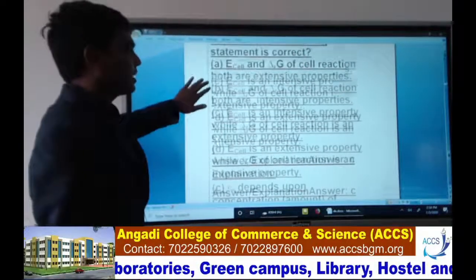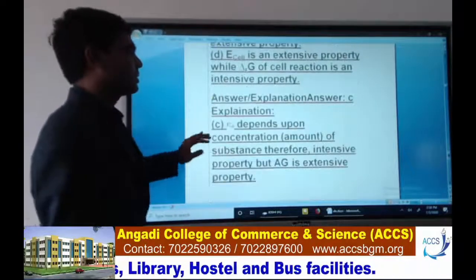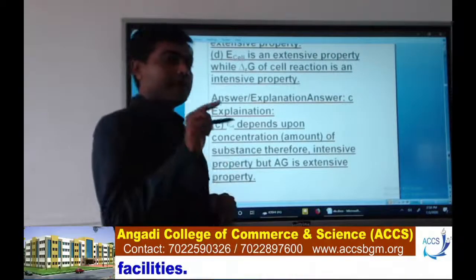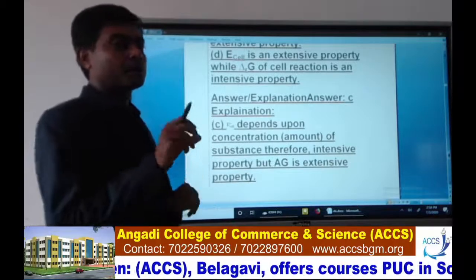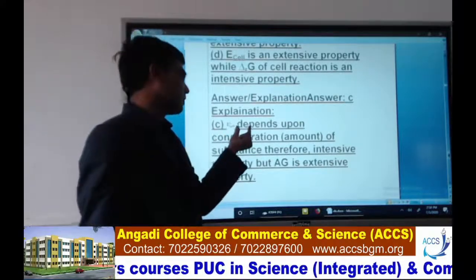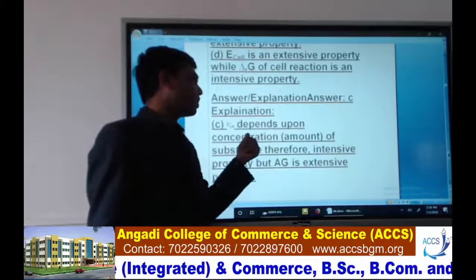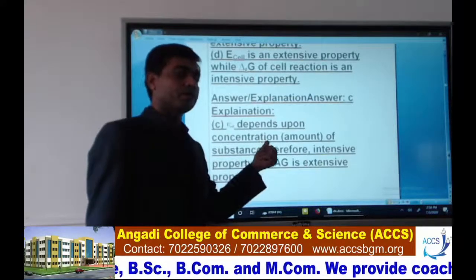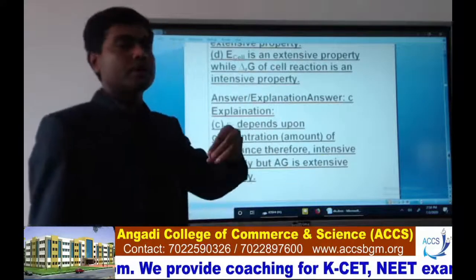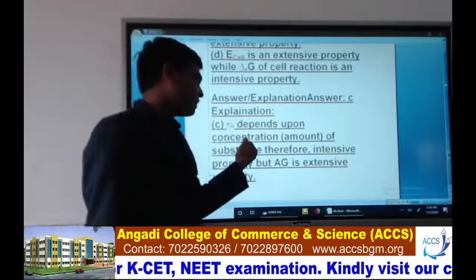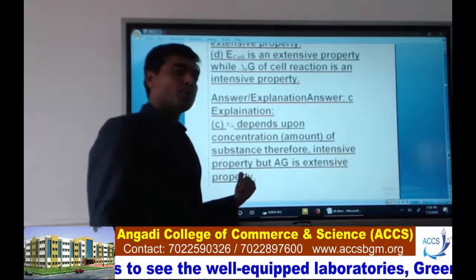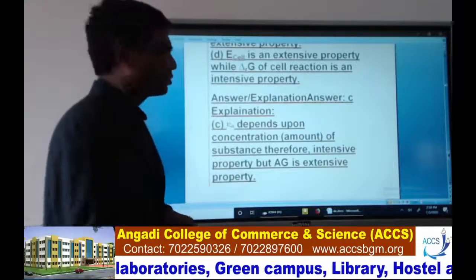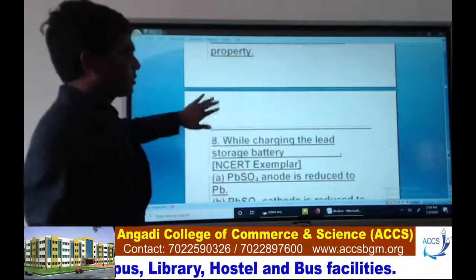So what will be the answer for this one? The answer is C, that is E cell acts as intensive, delta G acts as extensive because of free energy. What is it playing? E cell depends upon the concentration. What do you mean by concentration? The amount of solute dissolved in the amount of solvent. It depends on that. But E cell is an intensive property, and delta G is an extensive property, which depends on the amount of the substance. Okay. Next question.